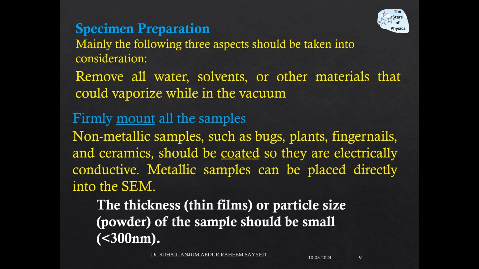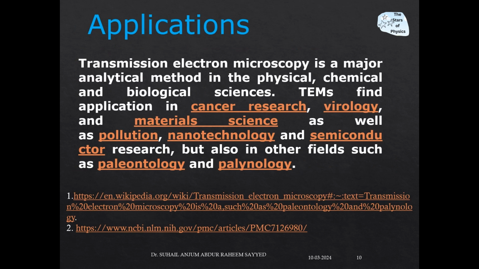And then this is the different thing from the SEM, that the thickness of the sample should be small. Say if there are nanoparticles, they should be smaller than 300 nanometer. Then only we can take the TEM image of the sample. Otherwise, the electron beam will not transmit through the sample and it will be difficult to get the TEM image. Now there are various applications like in the field of cancer research, virology, material science, pollution, nanotechnology, semiconductors, paleontology and palynology. All these are the different applications of TEM.